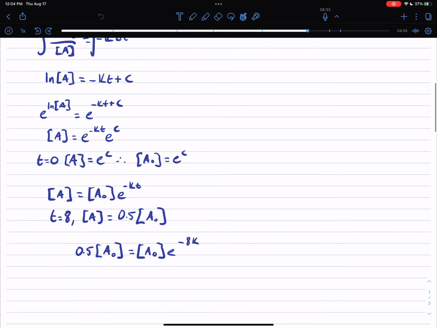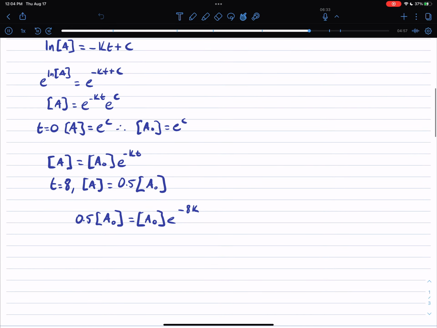Okay? And from here, all you got to do is cancel these out, and then solve for the exponential there. And if you do that, it's going to leave us with k equaling about 0.08664. And that's going to be our answer for part A.